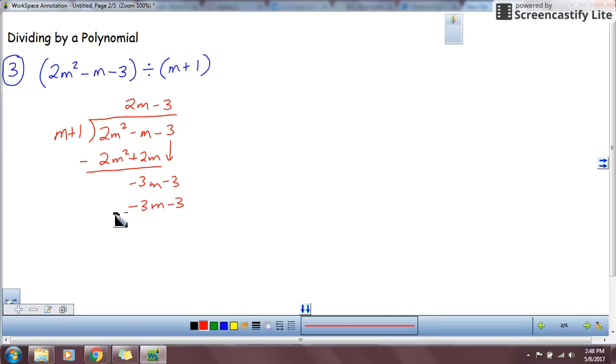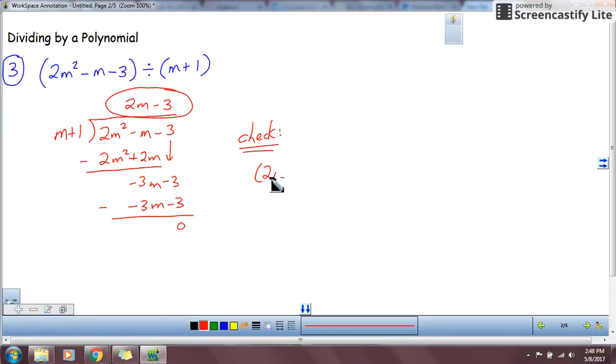Okay, now I'm going to subtract this. So 2m squared subtract 2m squared is 0. That's what we want. Negative m subtract 2m would be negative 3m. I need my other term here, so I'm going to drop that down, negative 3.